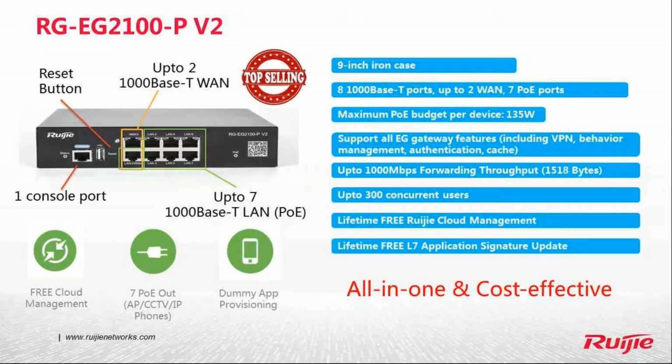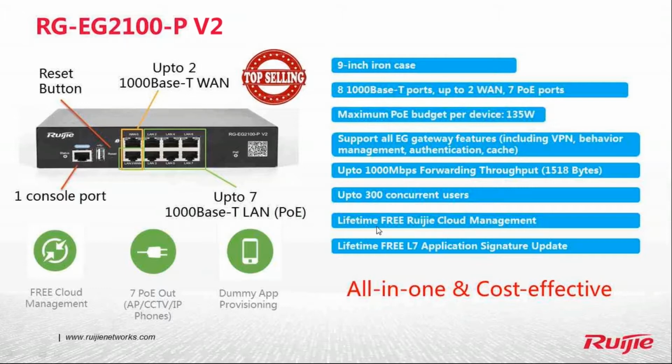So this is our Ruijie EasyGate 2000 series. For this model, we have one reset button here. We have a console. We have an add port in here. The first two ports are WAN ports, and the rest are LAN ports. Up to 7 ports use our PoE, and our maximum PoE budget goes up to 135 watts. This model supports up to 300 concurrent users, and for sure it is supported on our Ruijie Cloud.